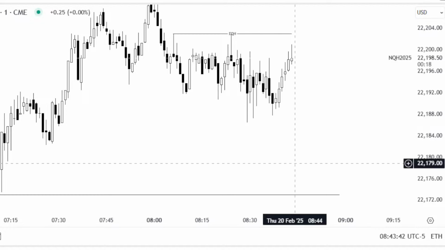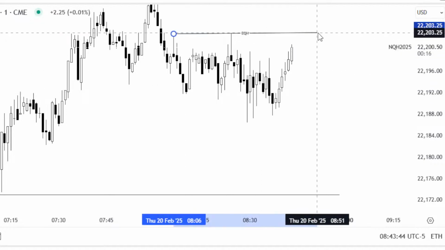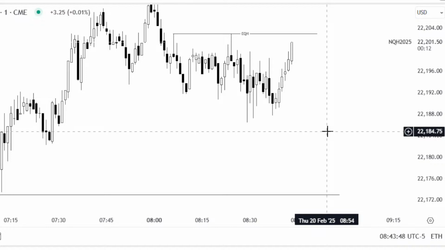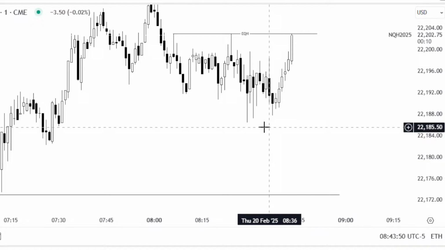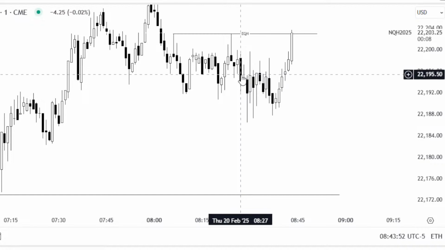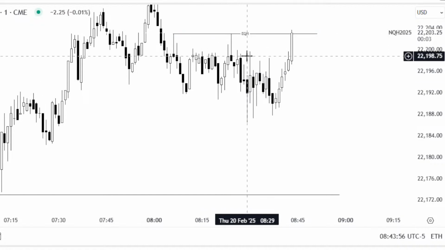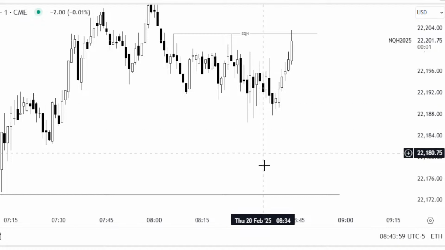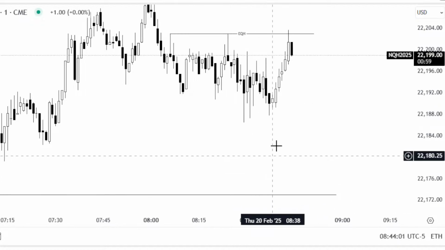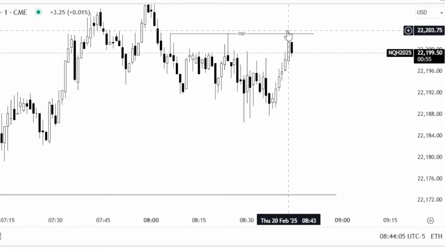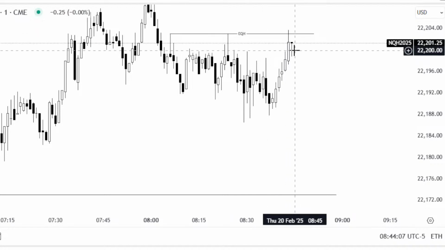Okay, so now it's just waiting and seeing what we're going to do from here. I probably would have taken that trade again because I've seen it so many times where you make lower highs, lower lows, and then we continue in the opposite direction. I mean, this is a good sign that we didn't close above there, so let's see how this candle closes.